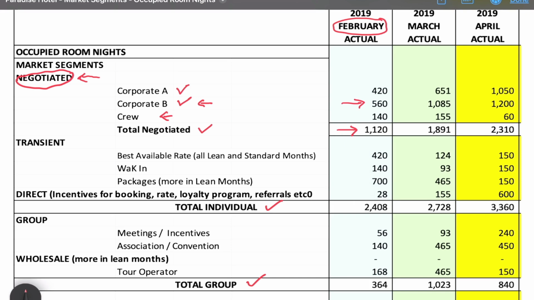Let's get into the second of the market segments under individual, which is transient. Transient simply means temporary. These are room stays which can be 2 nights, 3 nights at the most. And the three categories we will be visiting will begin with best available rate.